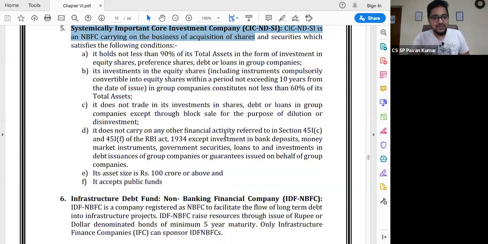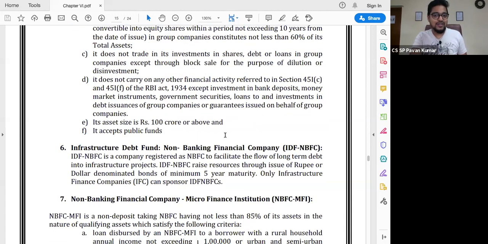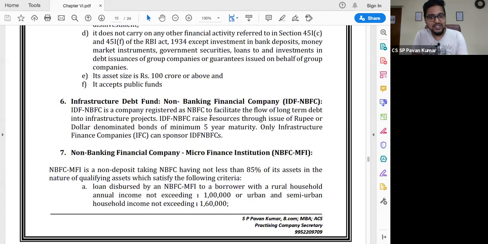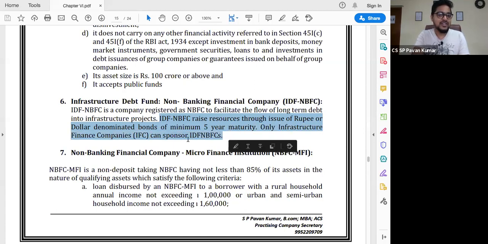Okay, then comes the infrastructure debt fund. These are basically formed for infrastructure companies, but these are funds formed as debt funds. For example, companies registered as NBFCs to facilitate the flow of long-term debt into infrastructure projects. These NBFCs raise funds through issue of rupee or dollar denominated bonds for a minimum period of 5 years of maturity. Only infrastructure finance companies can sponsor these funds.